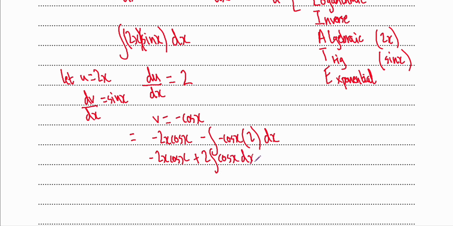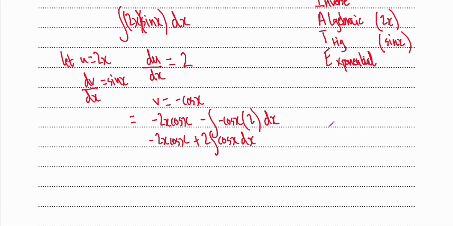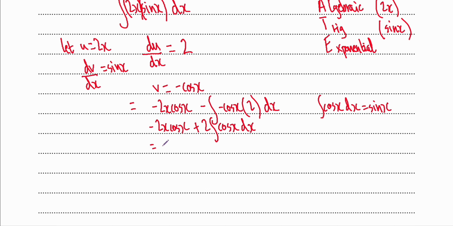And this is very simple. We know what the integral of cosine of x is, right? That's just equal to sine of x. This is one of the simple integrals. And that's it, that's all we really needed. So now we have that this is equal to negative 2x times cosine of x plus 2 times sine of x plus c, of course. And that's your final answer.